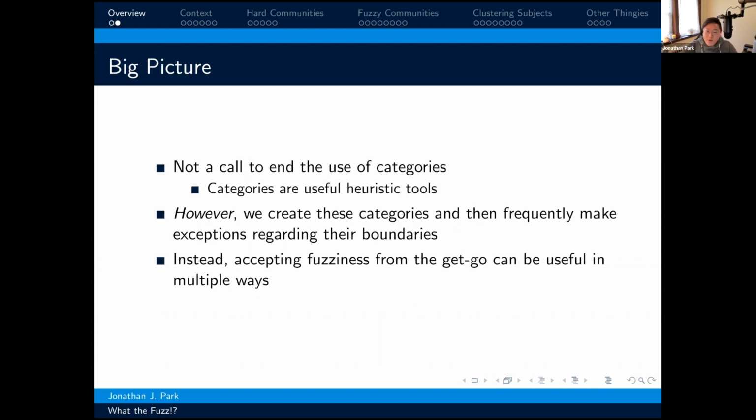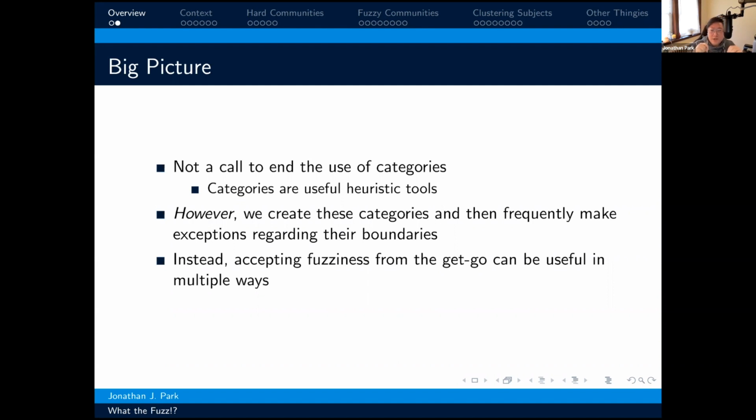the talk, which is that this is not a call to end the use of categories. I think categories and categorizations are useful heuristic tools, right? It's a way for me to get a lot of information really quickly. But what I think my point is that when we create categories or when we use categories, we frequently act as if there are these hard boundaries where the categories exist. And then whenever something that breaks that rule comes up, we make an exception, and we make exception after exception after exception until the boundaries become almost uninterpretable.